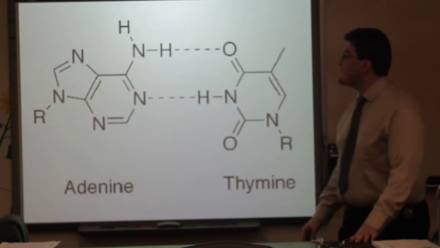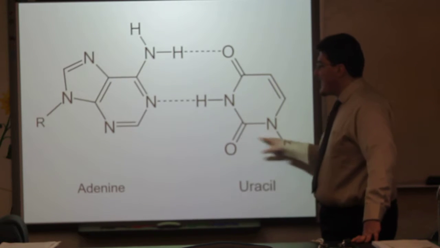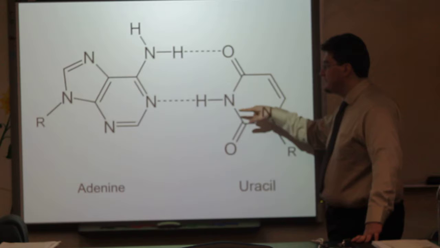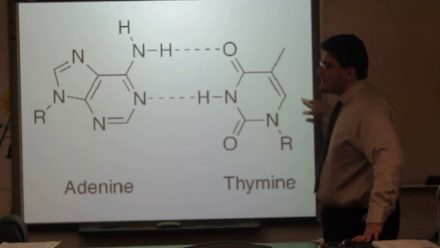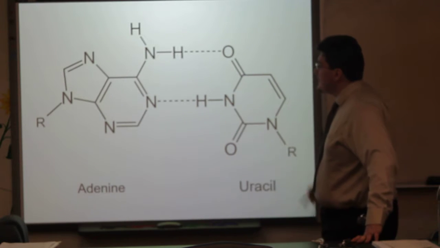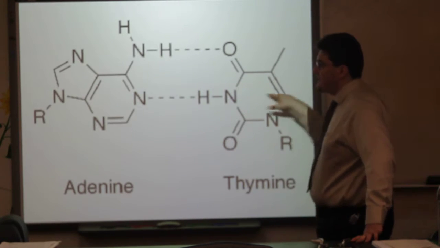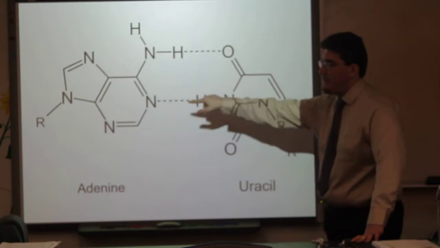This is the difference between adenine and thymine and adenine and uracil. Can you tell? It's a methyl group, right there. Absent in uracil, present in thymine. Otherwise, they are exactly the same.